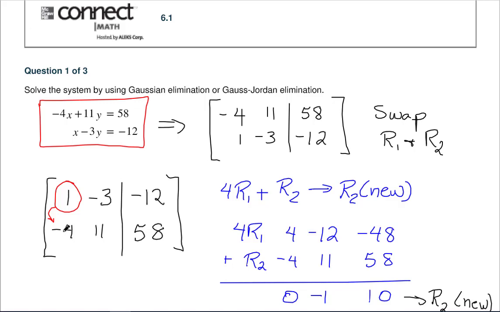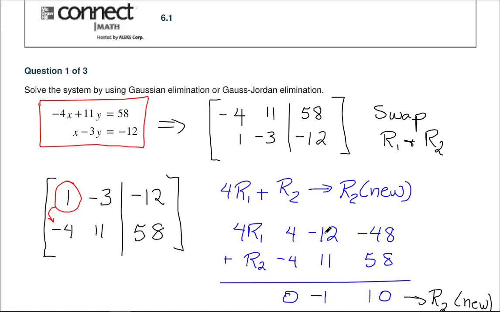Well, the answer is 4. 4 times 1 is 4, and 4 add a minus 4 is 0. So what that means is I'm going to take 4 times all of row 1, add it to row 2, and make a new row 2. Now let's see, 4 times row 1. I just multiply everything by 4.